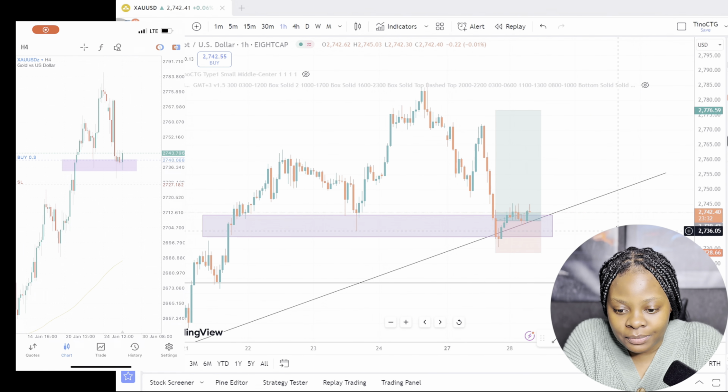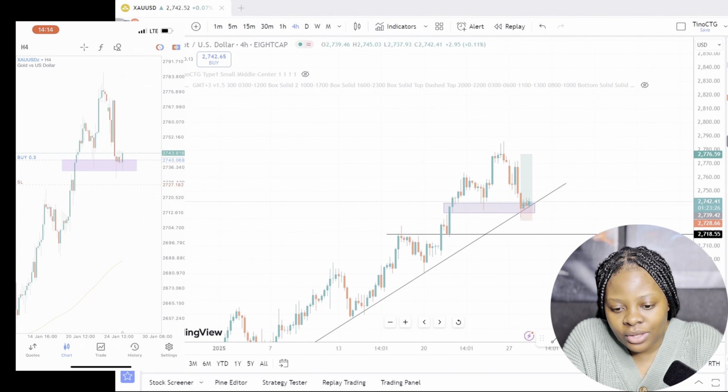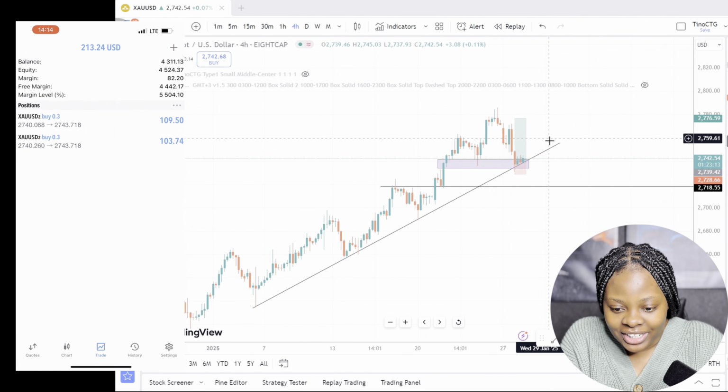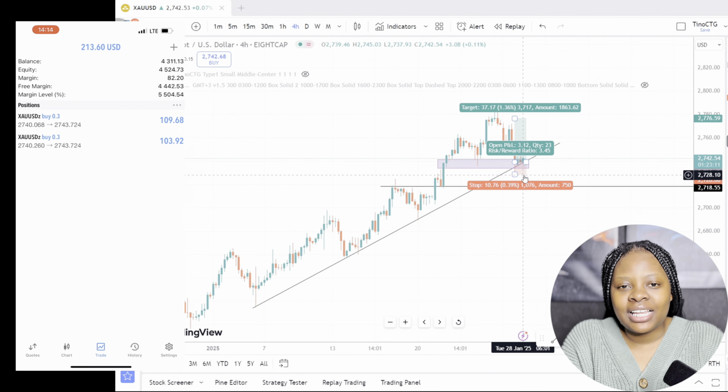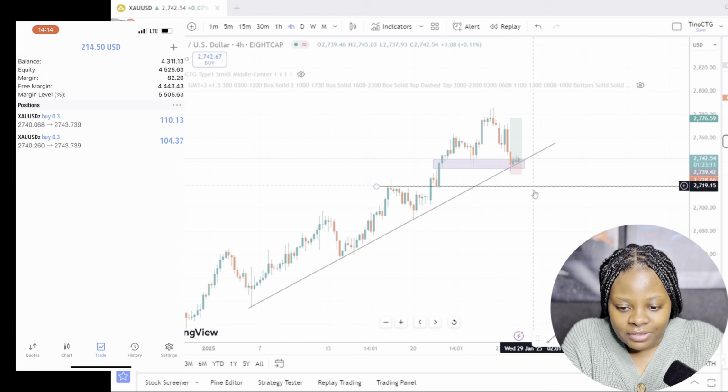We are back up now and we're just playing around the break even with a few pips in green, as you can see here. I'm going to let the trade run for the rest of the day, and let's see what gold has in store for us, and I'll update you guys later.